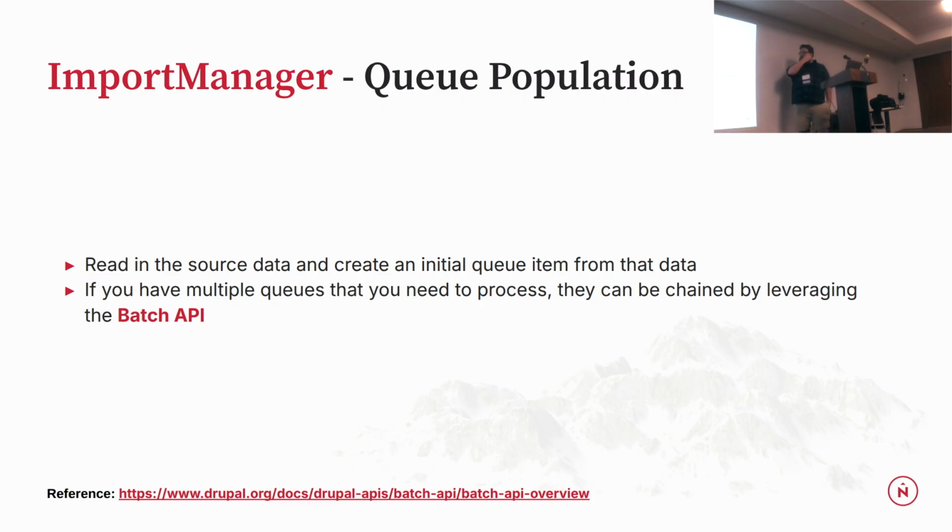So once we've actually validated that we want to use this file, we want to actually populate our queues. So now we're getting into the nitty-gritty. Because I know validation's all fun, but queues are more fun. So we want to read in that source data. We want to create an initial queue from that data. And then if you have multiple queues that you want to process, you can chain them by leveraging the batch API. Who's used the batch API before?